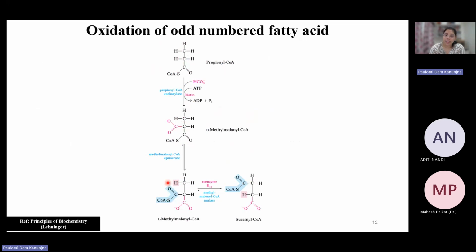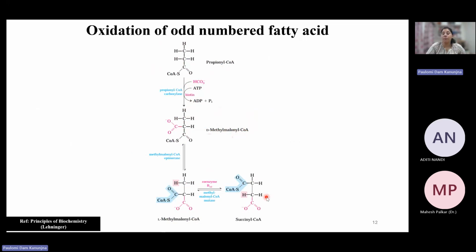And this is what I was saying. If you have odd numbered fatty acids, let's say propionyl, the fatty acid coenzyme A is acted upon by carboxylase enzymes. The carboxylase, with bicarbonate and biotin, makes them into something called methylmalonyl coenzyme A. And this methylmalonyl coenzyme A, when acted upon by epimerase, goes from D to L, and in the L configuration, when acted upon by methylmalonyl coenzyme A mutase, gives succinyl coenzyme A, and we know where succinyl coenzyme A is utilized.